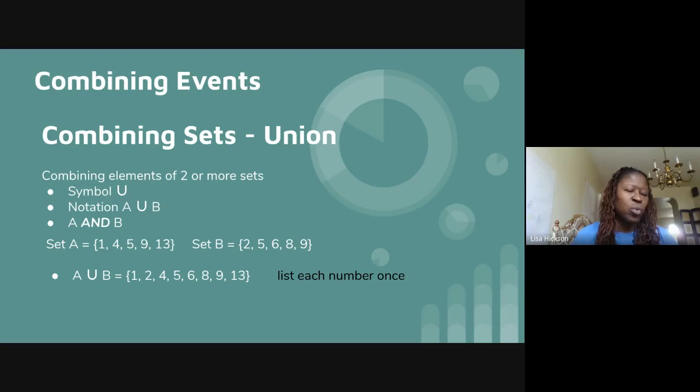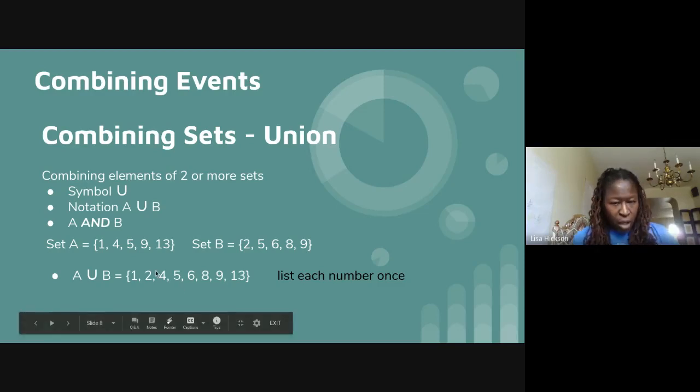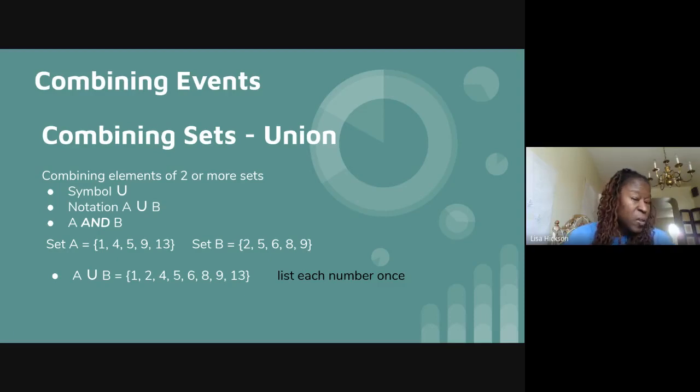Okay, so don't get this concept mixed up with when you're finding the mean, mode, and the median, you know, measures of central tendency, because there you list each element. No. Here, each element is only mentioned once, even if it is in both sets. Make sense? Okay.